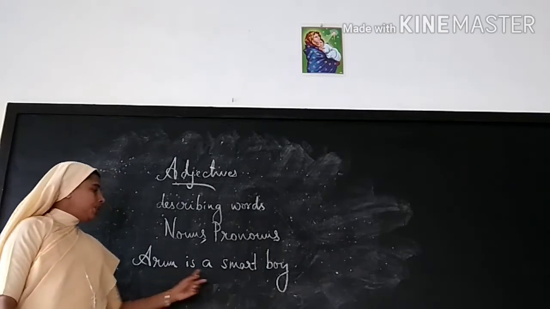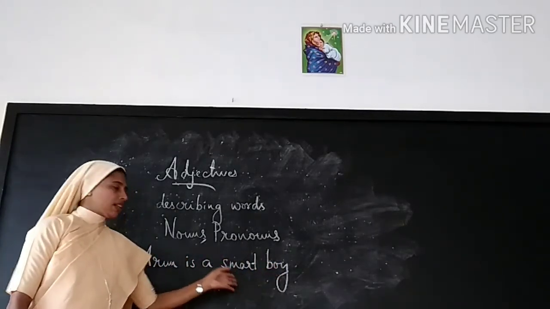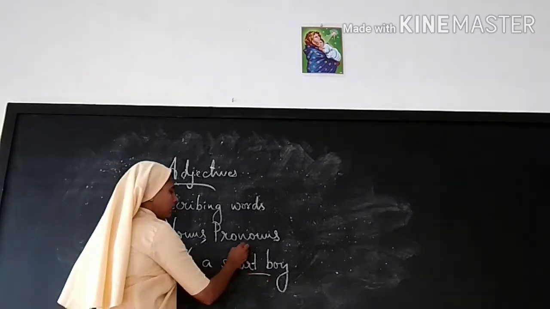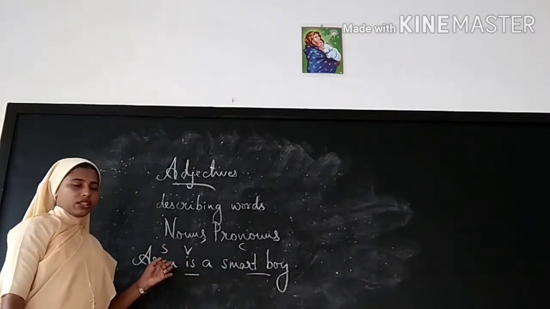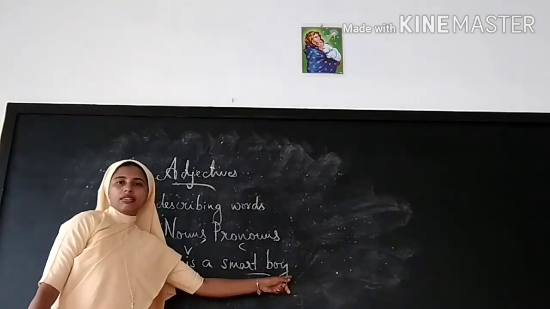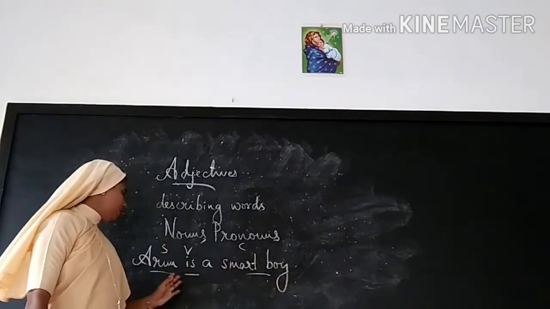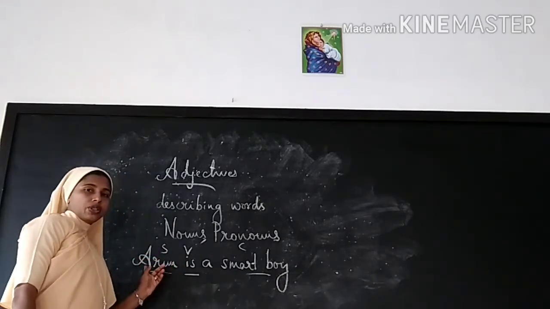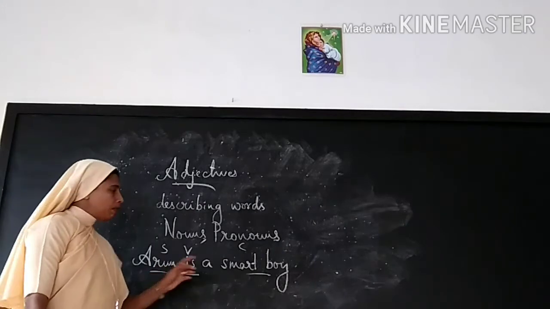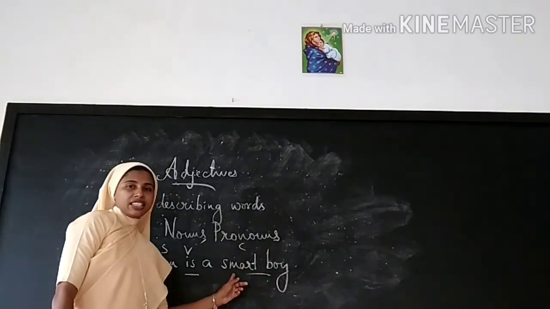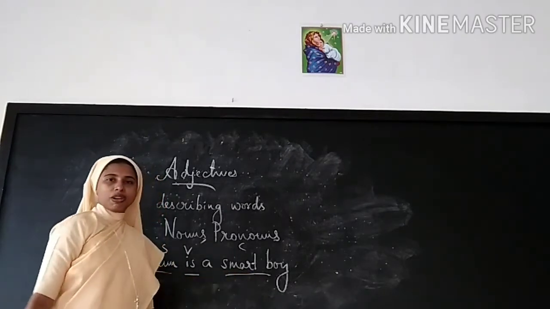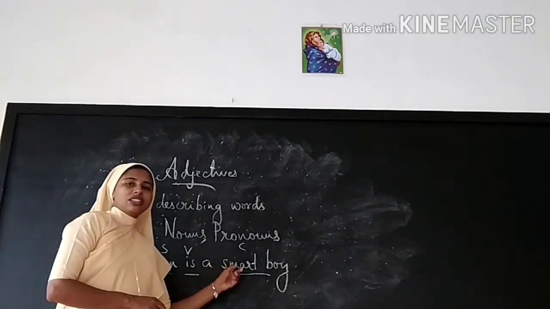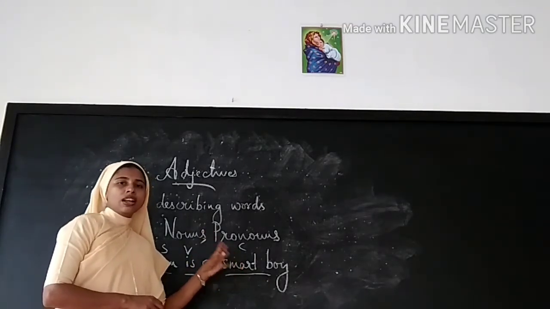For example, Arun is a smart boy. This is the sentence. And what is the structure of the sentence? Arun is the subject, then the verb, and this is the complement. And you see which are the nouns used here. Arun and boy are nouns used in the sentence. Before Arun there is no modifier or describing word, but before boy there is a describing word, smart. We understand a little more about Arun from this sentence, that Arun is a smart boy. So smart is used as an adjective here.